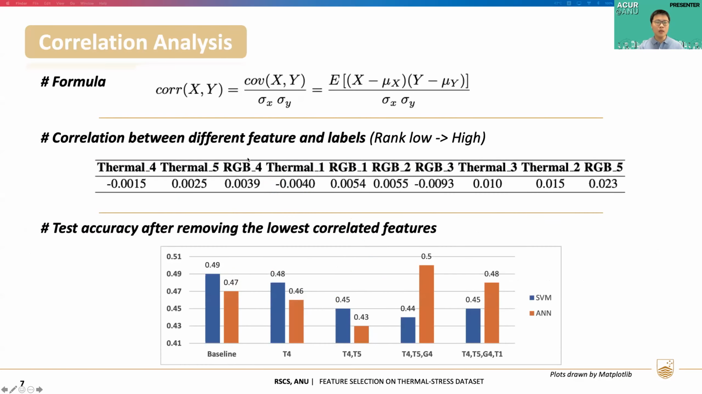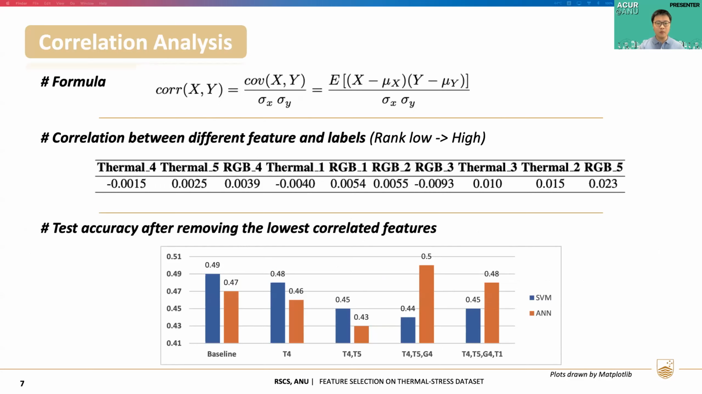Correlation analysis indicates the dependence of or relationship between two data variables from a statistical perspective. From the formula, correlation is a normalized covariance value, and the range is between -1 to 1. -1 means highly negative correlation, and 1 means highly positive correlation.